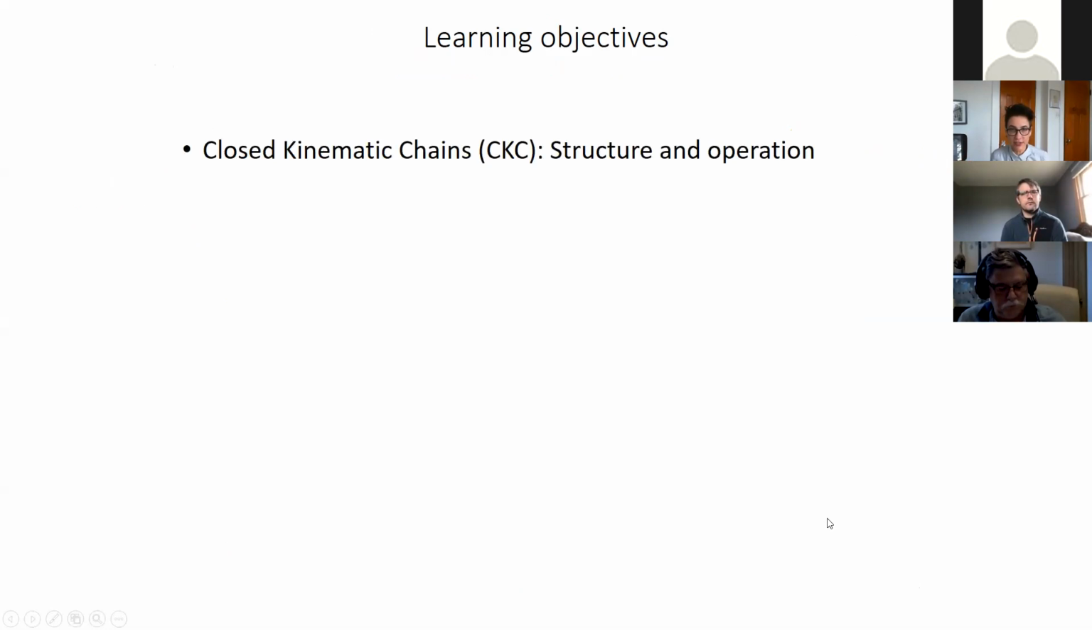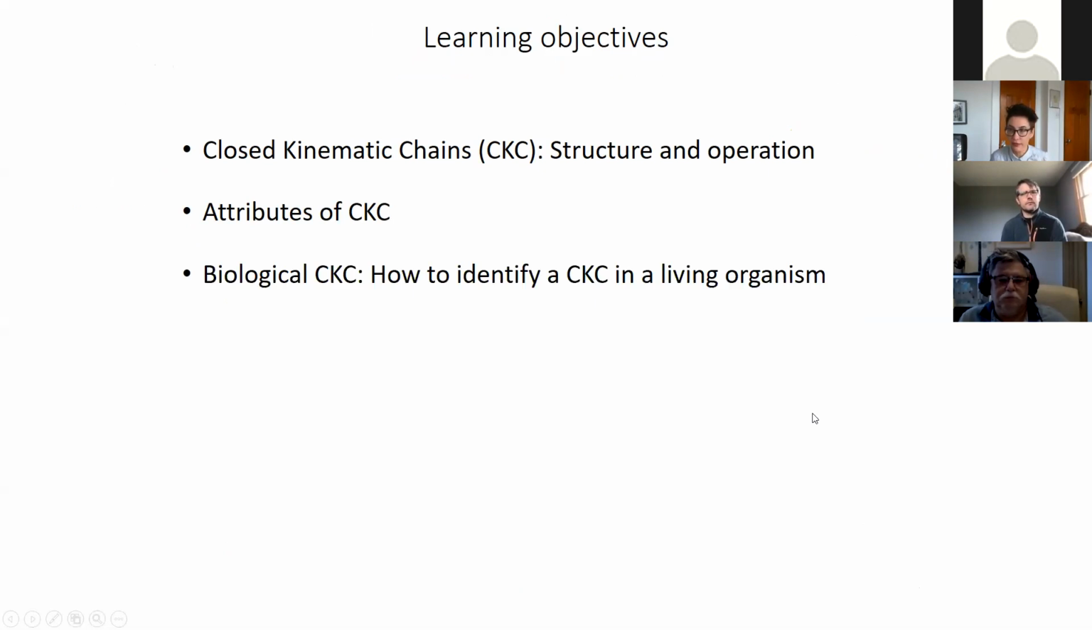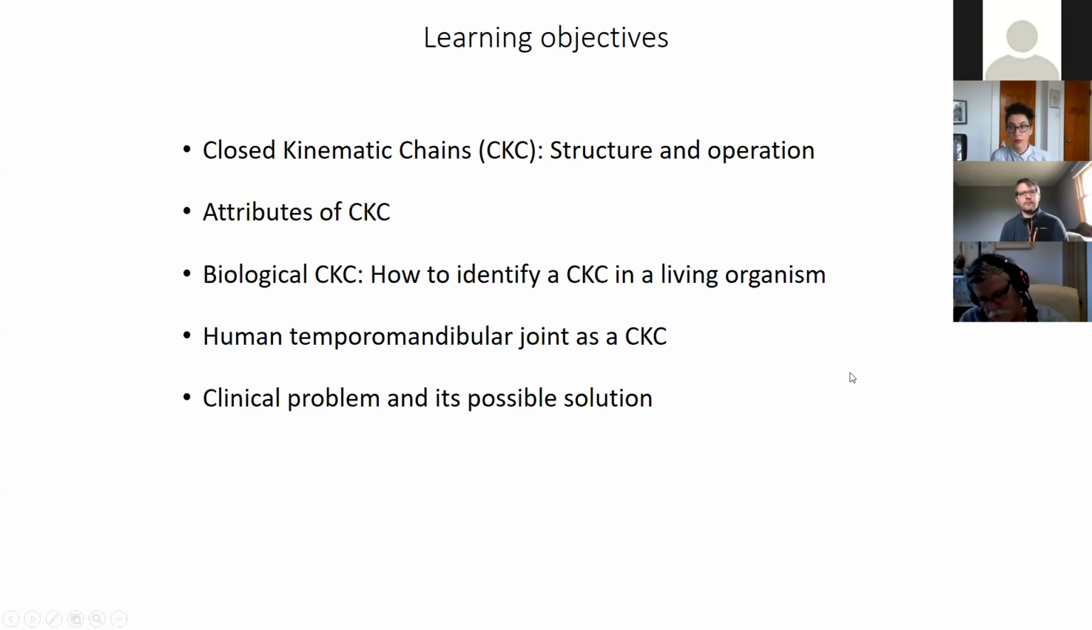So the learning objectives of this presentation are to present closed kinematic chains, how they're made, what they do, what their main attributes are, how we can identify a closed kinematic chain in a living organism, and how these can be applied to one particular joint of the human body, the temporomandibular joint that connects the mandible to the skull. And then I will express my concerns about a very common dysfunction of a joint in humans. And I would like to propose this study for the bioengineering design project.